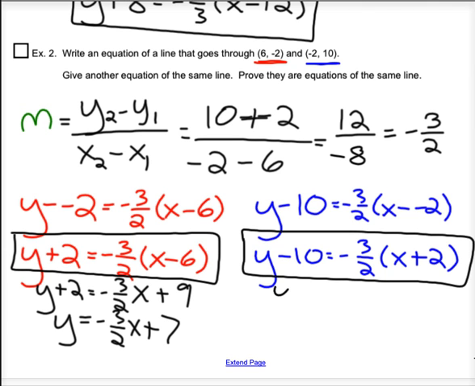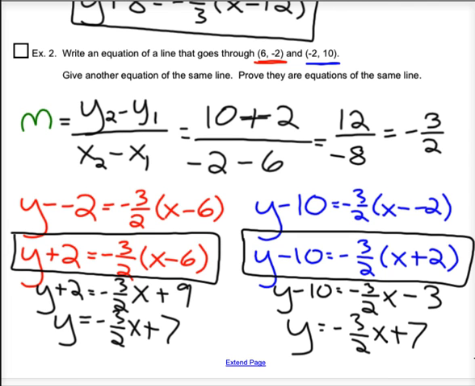On this side, I'm also going to distribute the negative 3 halves. So negative 3 halves x. Negative 3 halves times 2 gives us a negative 3. Add the 10 to both sides. And look right there. Their slope-intercept forms are exactly the same.